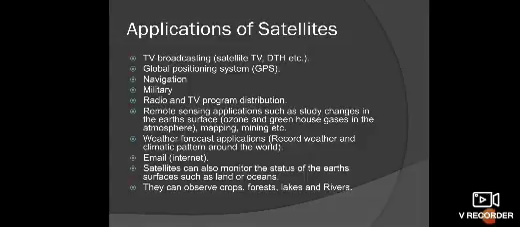And the next one is the global position system, that is the GPS system, already well known. Why? Because everyone has the global position system. We use it to find our current location. And the next one is navigation, which is also mainly used for military applications. And nowadays the satellites are used for radio and TV program distribution.